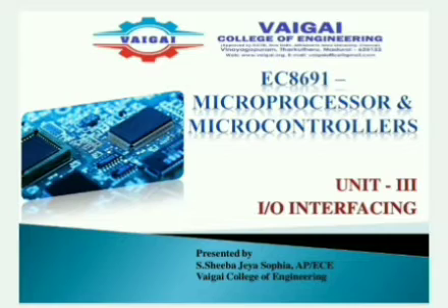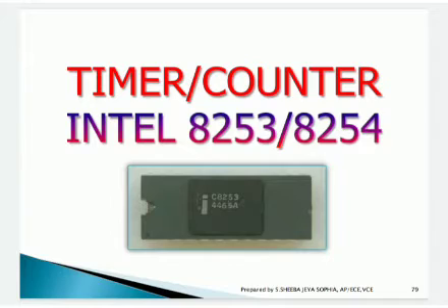Now we are going to discuss the microprocessor and microcontrollers, UNIT-3, I/O interfacing. In previous sessions we have discussed I/O interfacing and memory interfacing, the 8255 parallel peripheral interface, the 8251 USART serial communication interface, and the ADC and DAC interface. Now we are going to see the timer counter interface, 8253/8254. This is the corresponding IC for timers or counters.